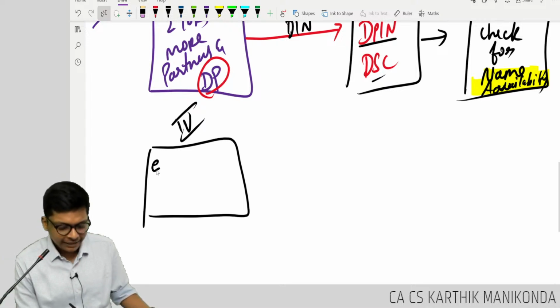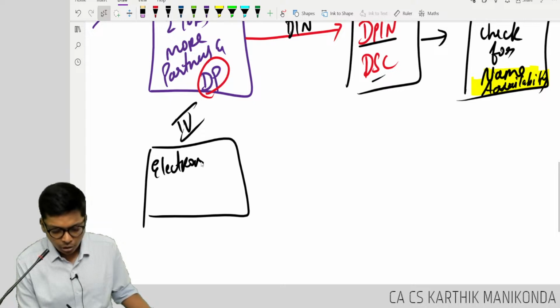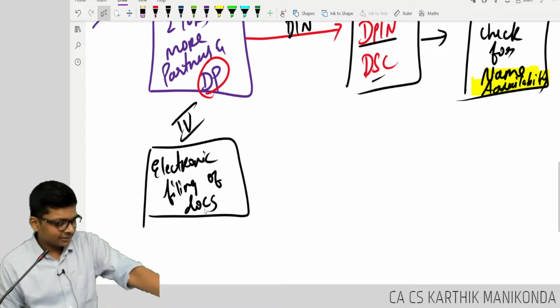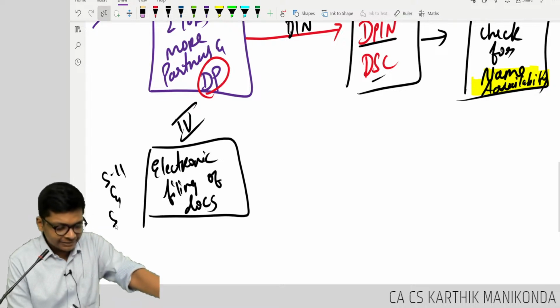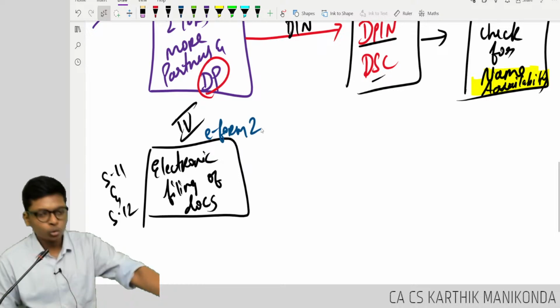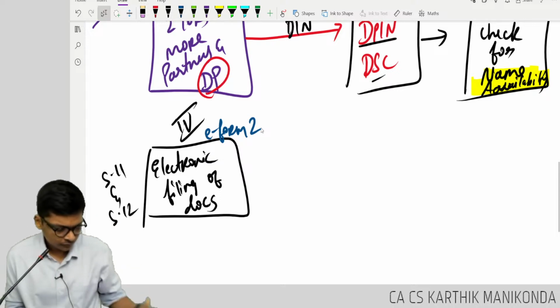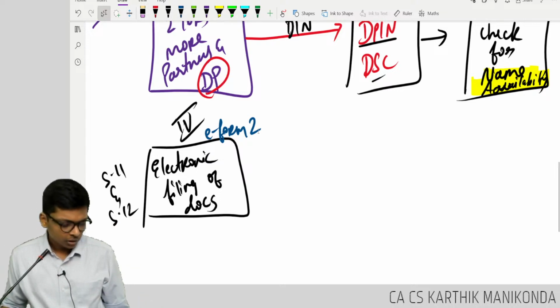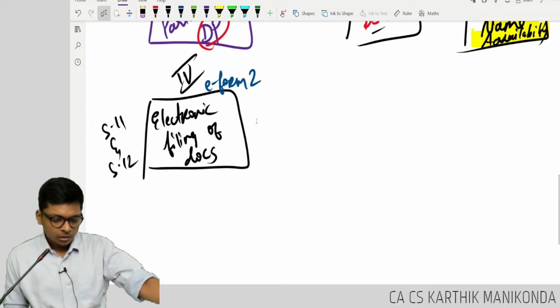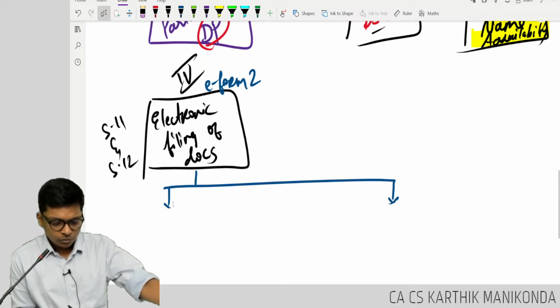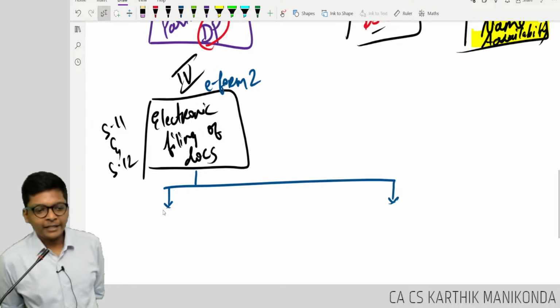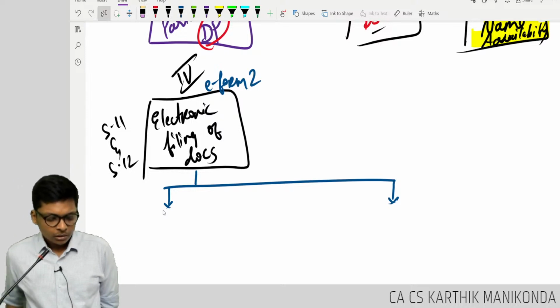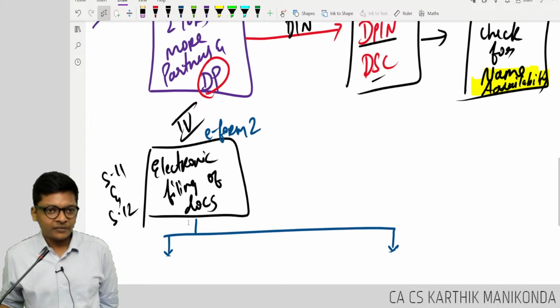Same way over here, I have to do electronic filing of documents. This is section 11 and section 12. You have to file these in a form called e-form 2. Are you following, guys? In e-form 2, you have to file all of these. Electronic filing of documents, you have to file it within a certain number of days, but I will tell you how many days.